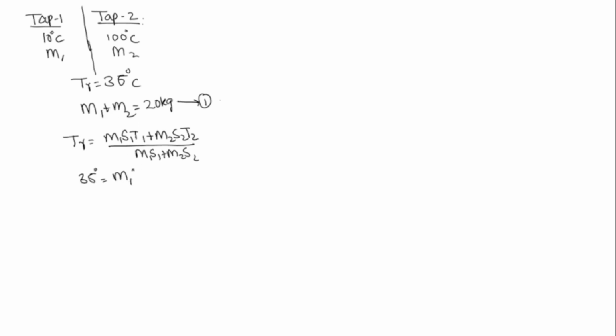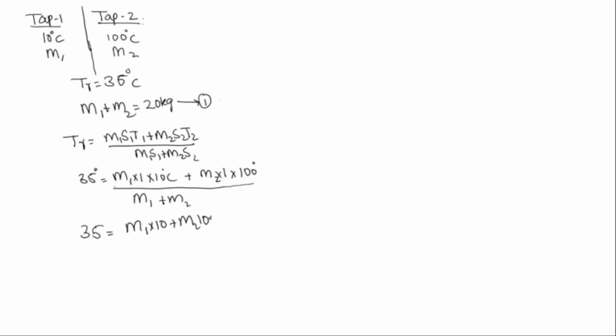Specific heat of water, we know it is 1. Temperature is 10 degrees Celsius, plus M2 is the mass of water from tap 2, into S2, which will be 1, into T2, which is 100 degrees Celsius, by M1 S1, which is 1, plus M2, because S2 and S1 are both equal to 1. And here we have M1 plus M2 is 20 kg. So (M1 into 10 plus M2 into 100) by 20 kgs.